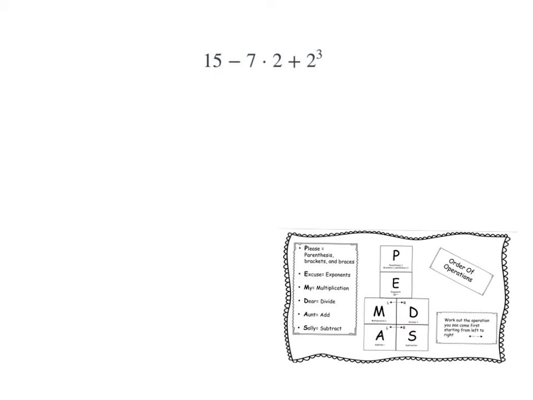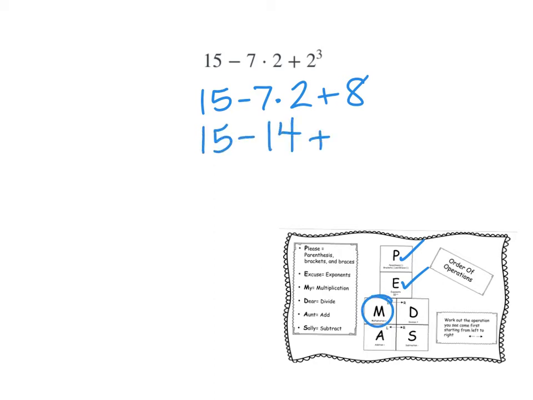All right, 15 minus 7 times 2 plus 2 to the third power. We do not have any parentheses, so I'm going to do my exponent first. So I'm leaving the rest of this expression alone. 2 to the third power means 2 times 2 times 2, which is 8. Then I'm going to go on and look, I have multiplication, so that's going to be the next thing I do. 7 times 2 is 14.